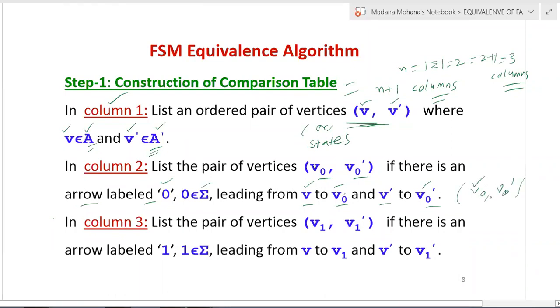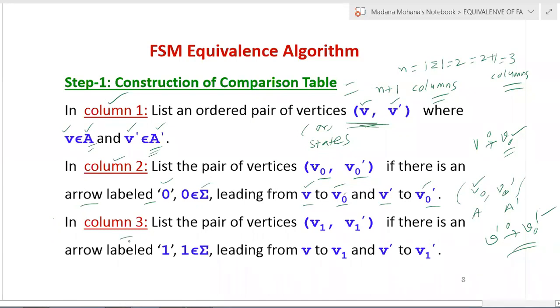If V naught is the vertex of machine A, then V naught dash is the vertex of machine A dash. This pair is considered whenever there is a transition from V on input 0 to the vertex V naught, and from V dash on input 0 to the vertex V naught dash. Whenever there are transitions with input 0 reaching V naught and V naught dash, you can take the pair V naught comma V naught dash. That can be listed in column 2 of the comparison table.